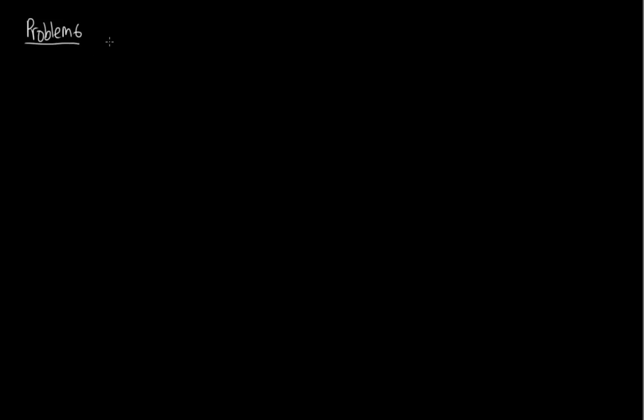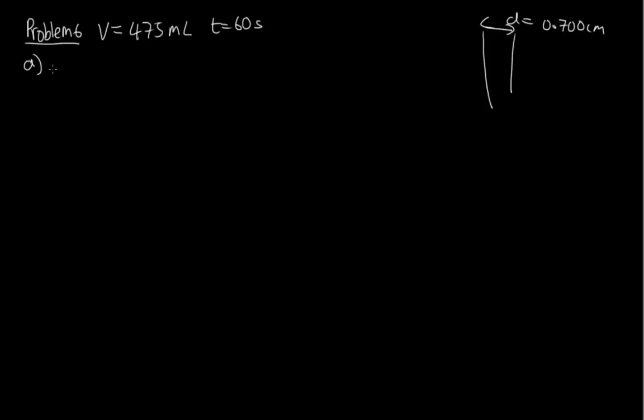We're shown an image of water leaving a tap, and we're told that the measuring cylinder collects 475 milliliters of water in 1 minute. And we're told that at the top, the water has a diameter of 0.700 centimeters. Now in part A, we're asked what is the volume flow rate for the water leaving the tap.